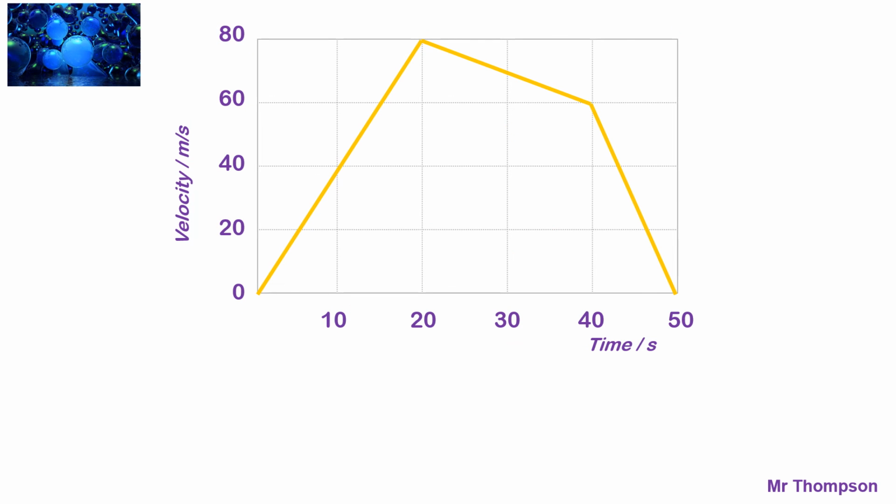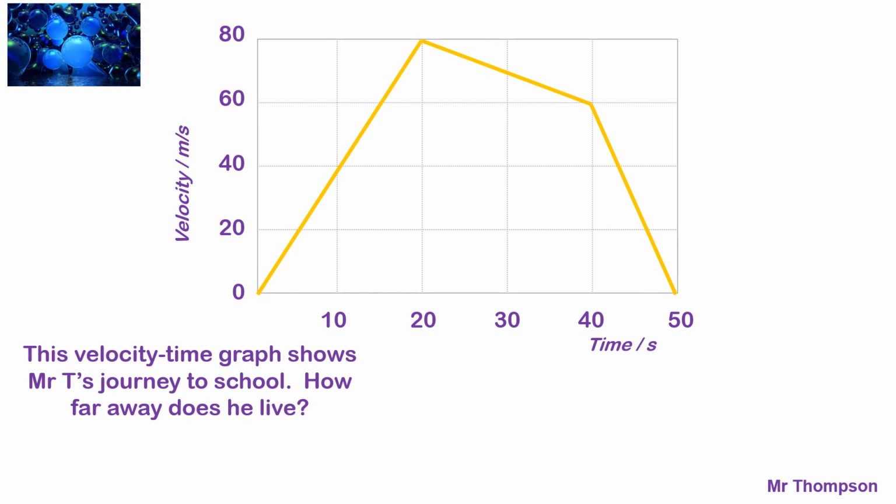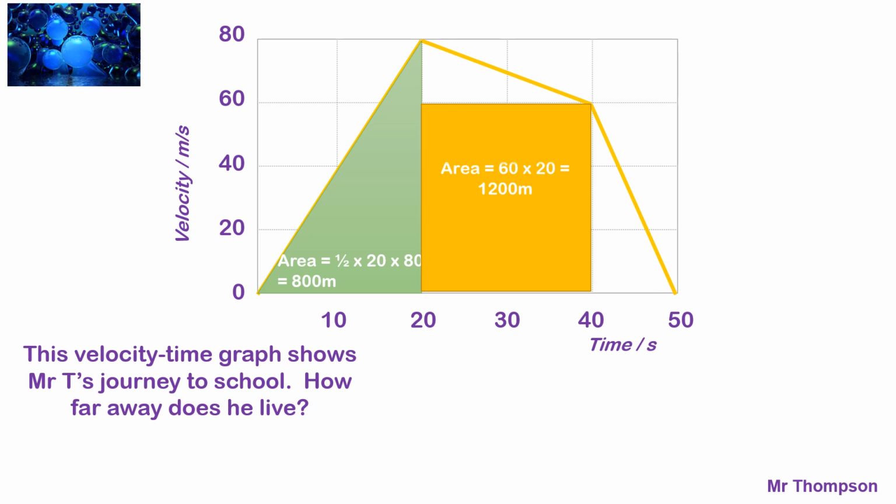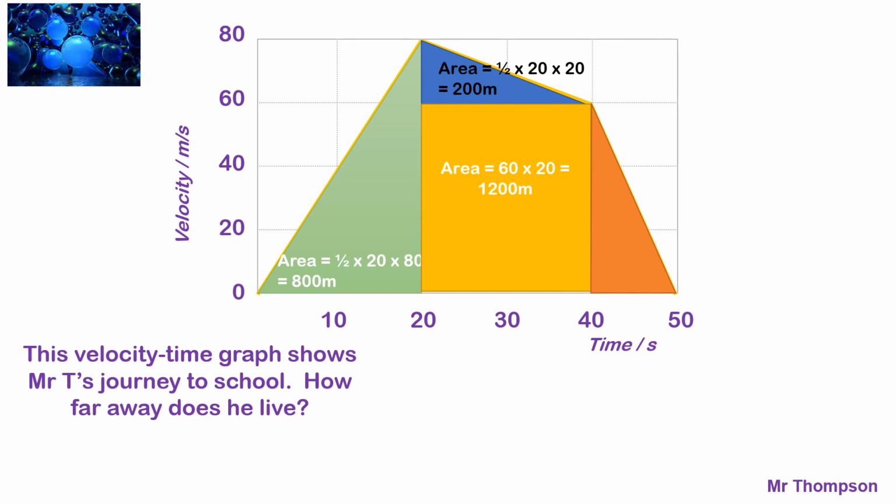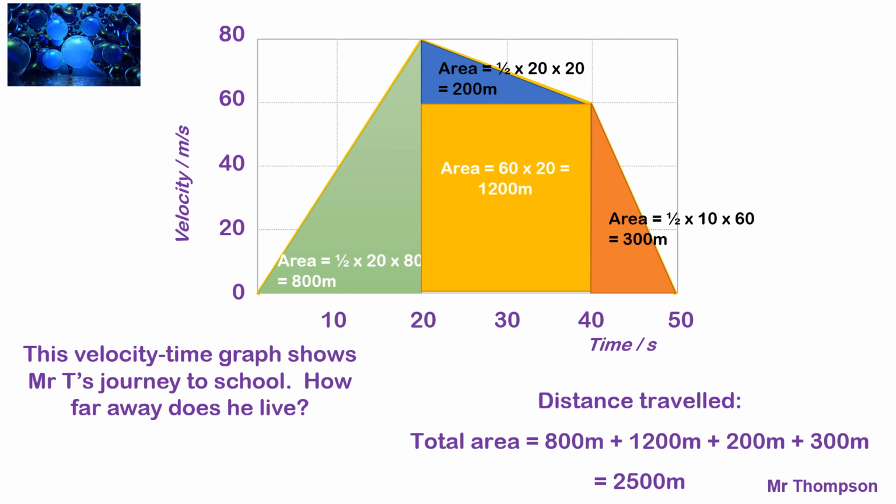What about this one? Let's have a look at this one. This is Mr. T's journey to school. How far away does he live? Let's work it out. So that area there is 800, that area 1200, that area 200, and that area is 300. Add them all together and you get a total distance travelled of 2,500 meters.